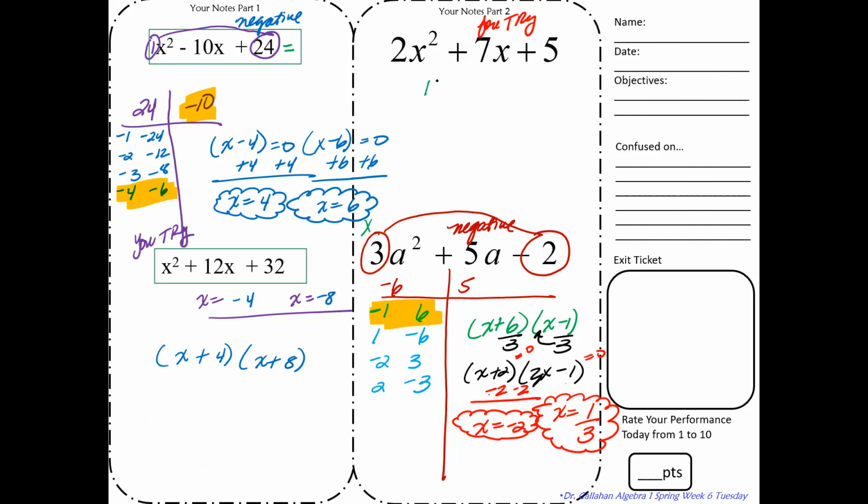Okay, so you should have a 10 and a 7, all positive numbers, and it should be a 2 and a 5, which gives me a 10. So x plus 2, x plus 5, divided by 2, x plus 1, and 2x plus 5. So when you solve for it, your x should be negative 1, and your x is negative 5 over 2.